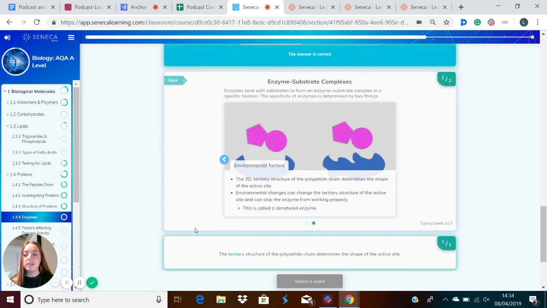And that pretty much sums up everything you need to know about enzymes. So in summary, enzymes speed up chemical reactions, enzymes are proteins, and enzymes bind with substrates to form an enzyme-substrate complex. And how they bind together is best explained by the induced fit model.